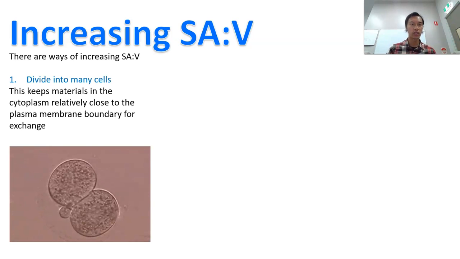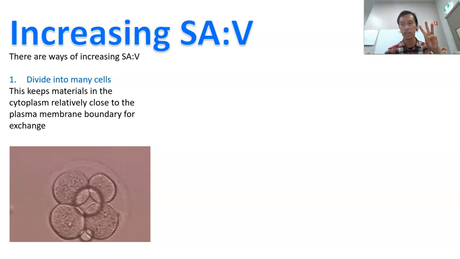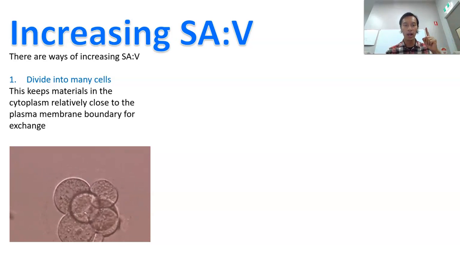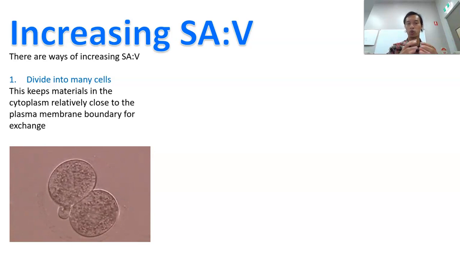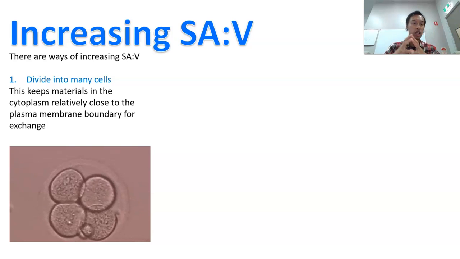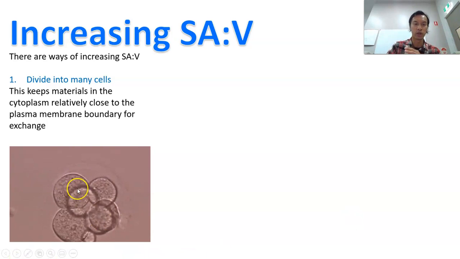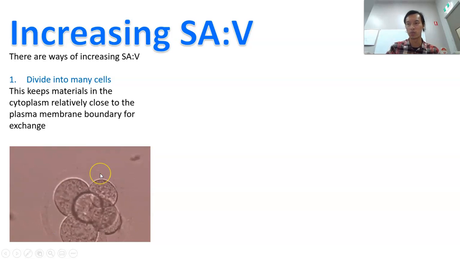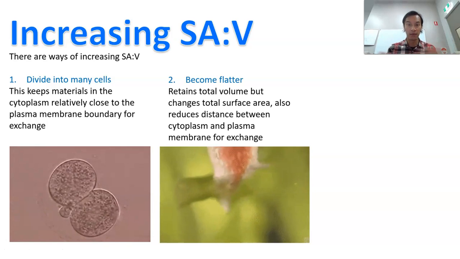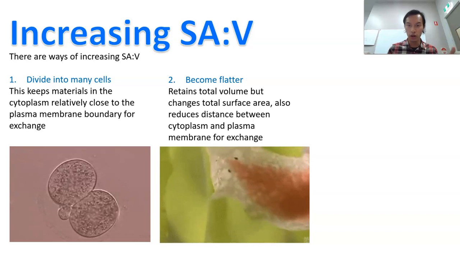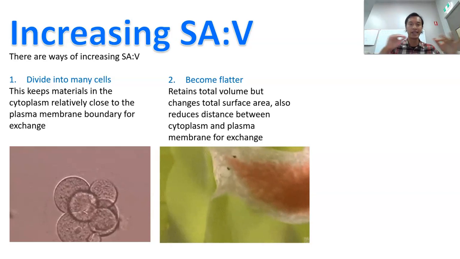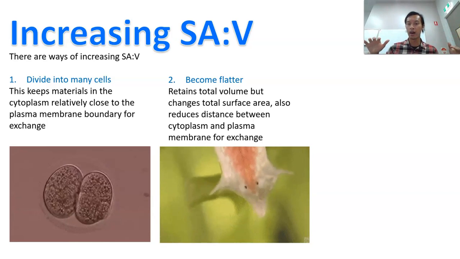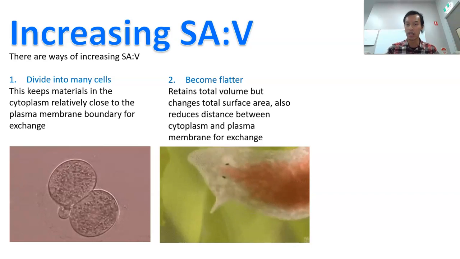Okay, to increase your surface area to volume ratio, there are basically three ways you can do it. Number one, you can divide into many cells. That keeps the materials in the cytoplasm pretty close to the plasma membrane boundary for exchange. In other words, whatever's inside the cell is pretty close to whatever's outside the cell, which makes exchange of materials easy. Number two, you can flatten yourself. That retains your total volume, but your total surface area is going to be very wide and stretched out, which allows the material a shorter distance to get to the outside world.